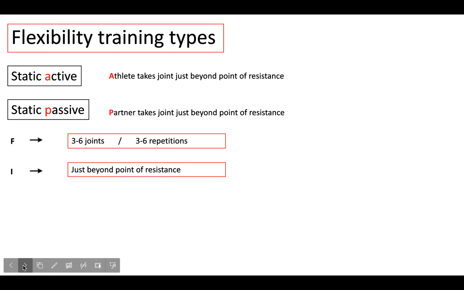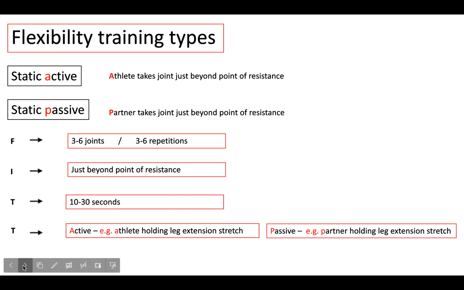Our intensity would be just beyond the point of resistance. The time would be between 10 and 30 seconds holding the stretch, and then the type changes. So the type for an active static would be the athlete holding a leg extension stretch, and for passive it would be the partner holding a leg extension stretch for the person now stretching.